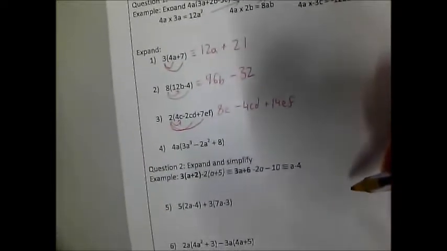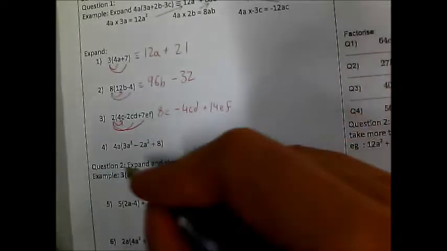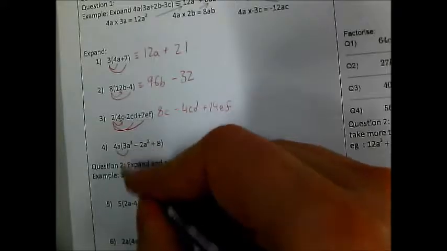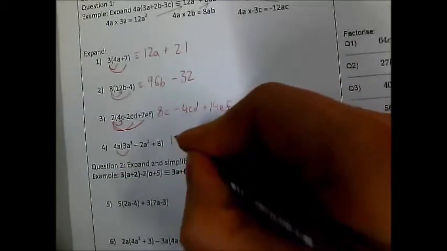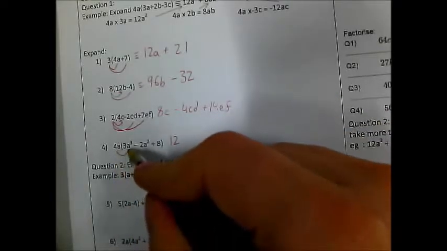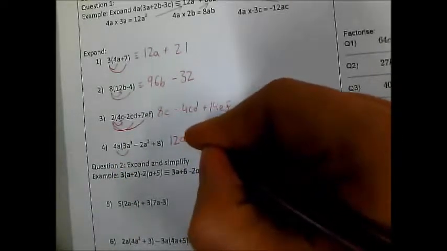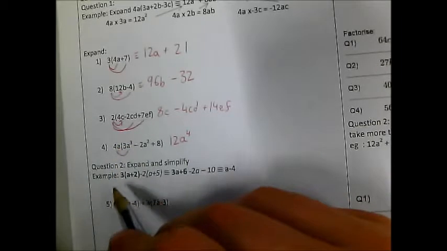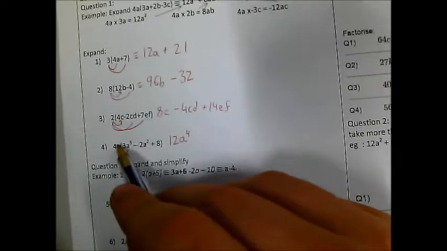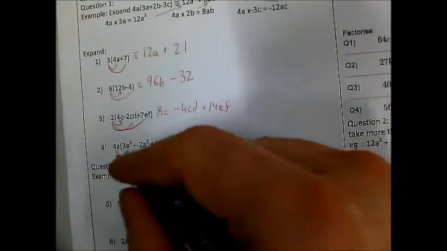And finally for question 4, 4a times 3a cubed. Well, 4 times 3 is 12. A times a cubed is a to the power of 4. When you multiply, you add the powers. So a to the power of 1 plus 3, 4.